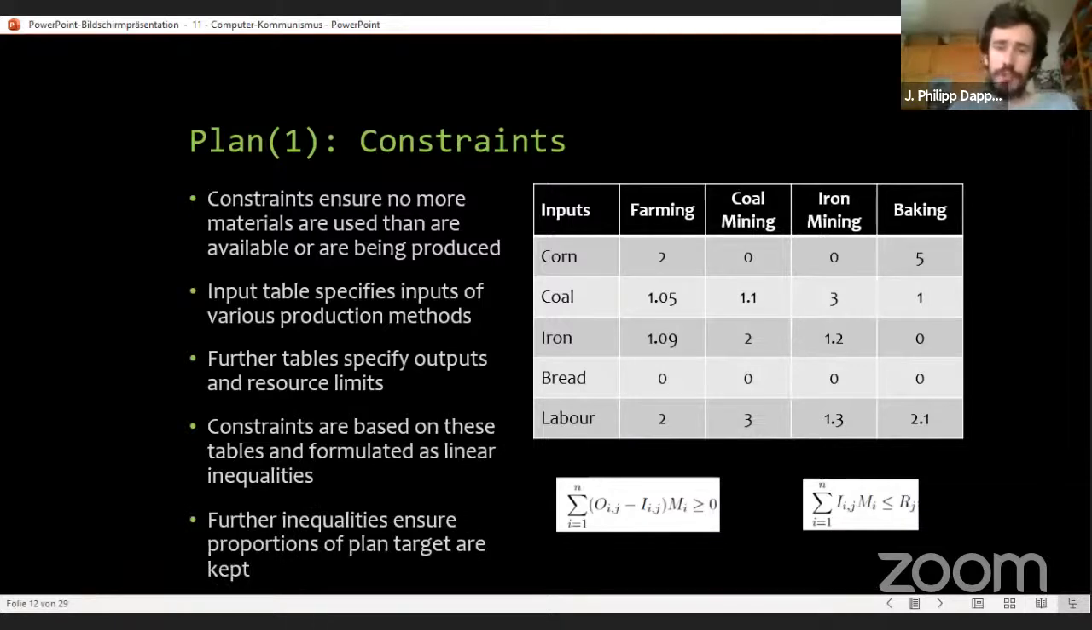Okay, and then there are also further inequalities, further such constraints, which ensure that the proportions of the plan target we saw earlier are kept, right? So we have this table specifying that you get 7 units of coal for every 6 units of corn. This is also specified in such an inequality and makes sure that the plan you get in the end is actually at those proportions.